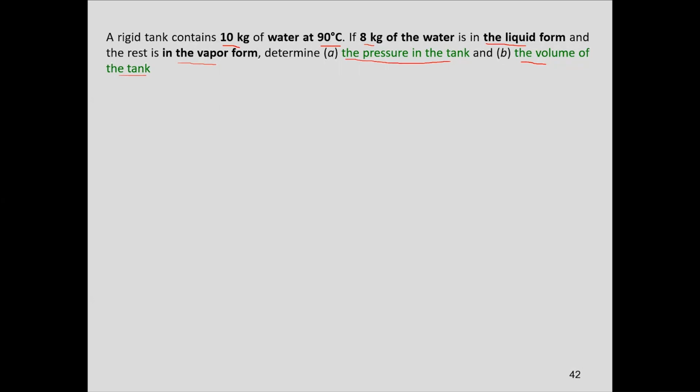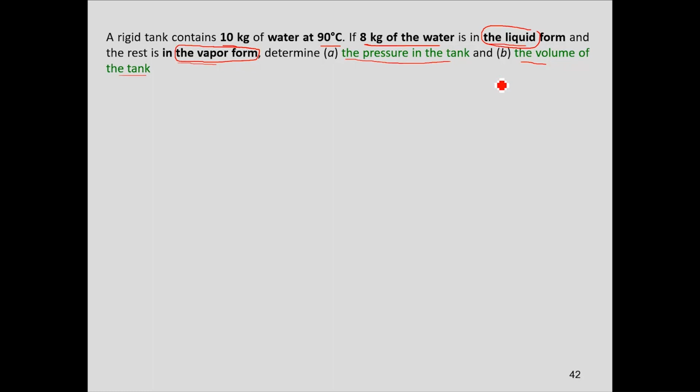So how would we start solving this problem? We have to identify the table. How would we identify the table? Any idea how we would start with this problem? Look here: the example says that you have 8 kg of the water in liquid form and the rest is in the vapor form. So what does it tell you about the state of your system? If liquid and vapor are coexisting, what does it tell you about the state of the system?